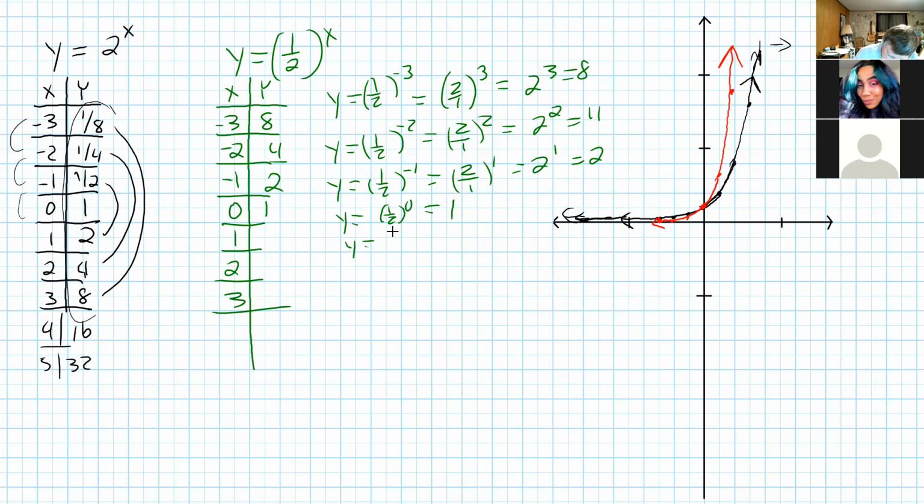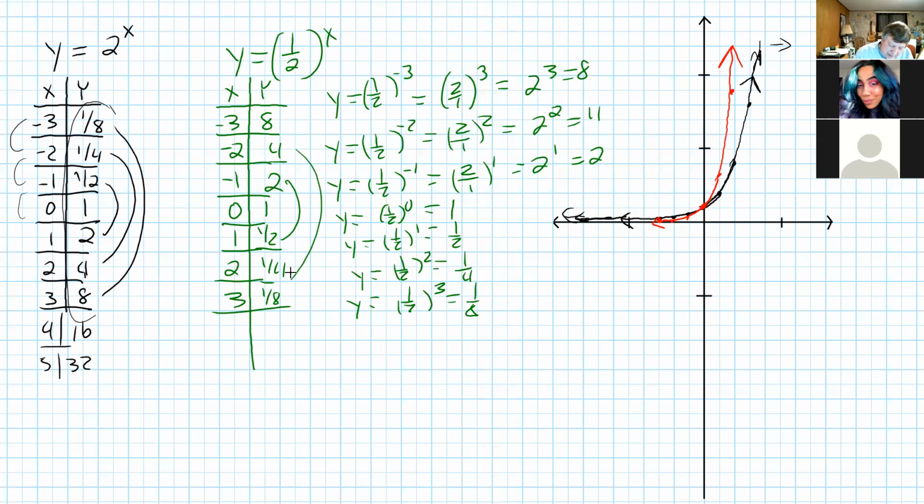If x is 1, y equals 1/2 to the 1 power, which is 1/2. If x is 2, y equals 1/2 squared, which is 1/4. If x is 3, y equals 1/2 cubed, which is 1/8.